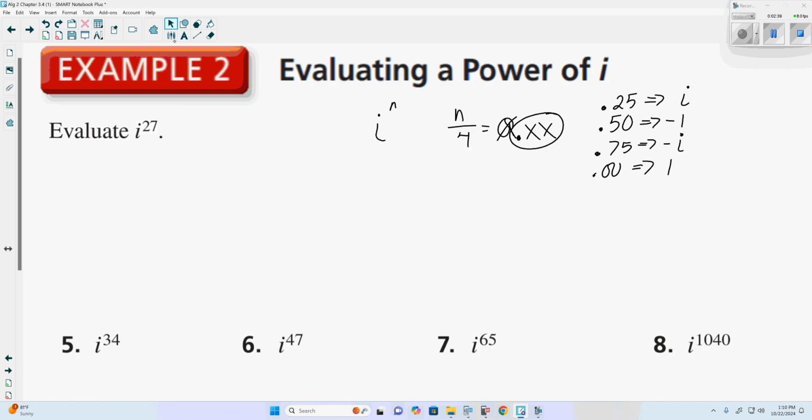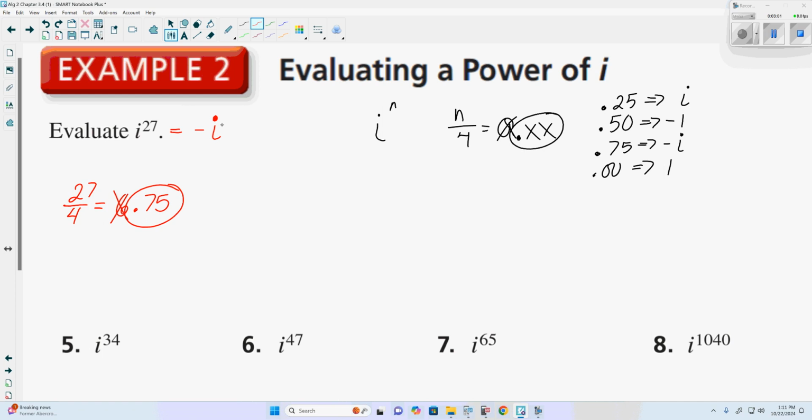So for this one here, we can take our exponent of 27 and divide it by 4, which is going to give us 6.75. So since we have the 0.75, it tells us this reduces to -i. So our answer is -i. And we did go through some of these here.